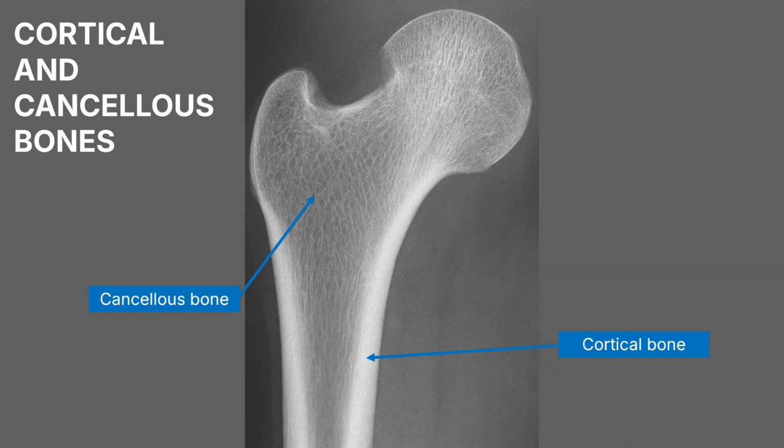This radiograph clearly shows the distinction between cortical and cancellous bone tissue. Cortical bone appears bright white on the image because it absorbs more radiation. Cancellous bone appears as a gray pattern with visible trabeculae.